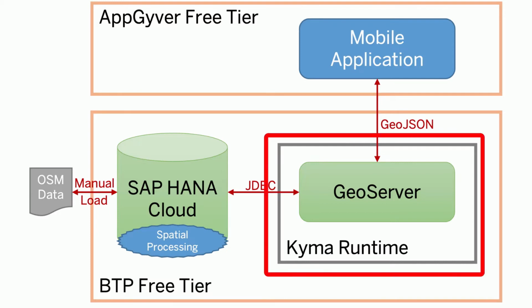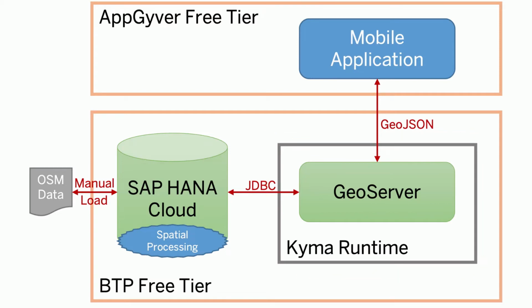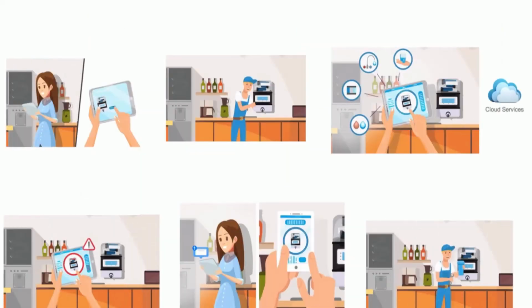Finally, GeoServer is deployed and set up via Kyma, and GeoServer publishes the results, which can then be used with AppGyver. You can find Matthias' detailed report in a blog post we have linked to below the video, as well as the following examples. Next, we look at the water recycling case.